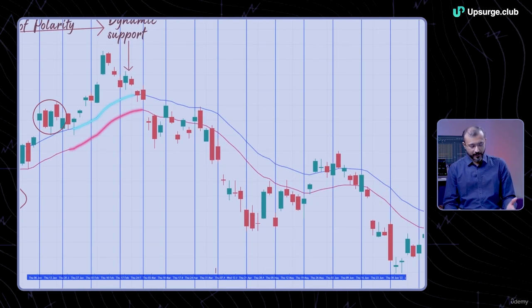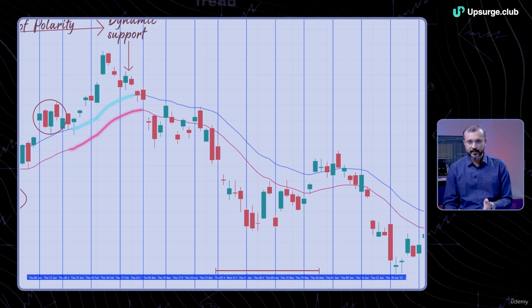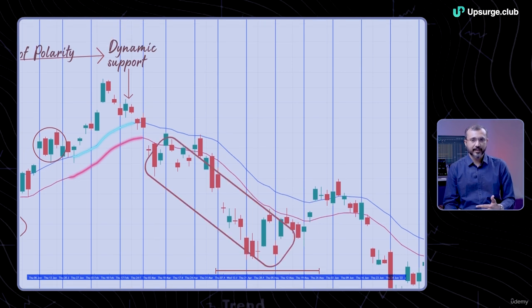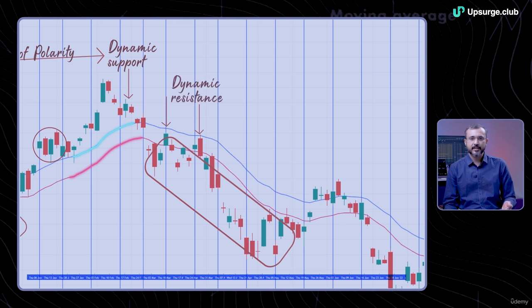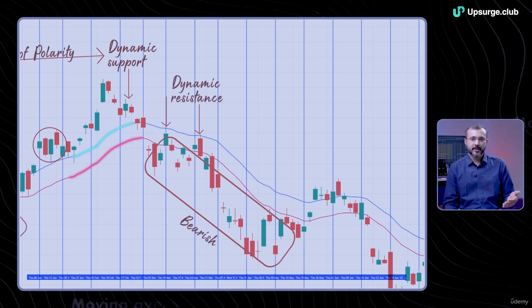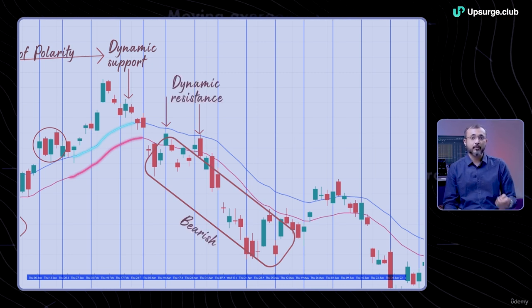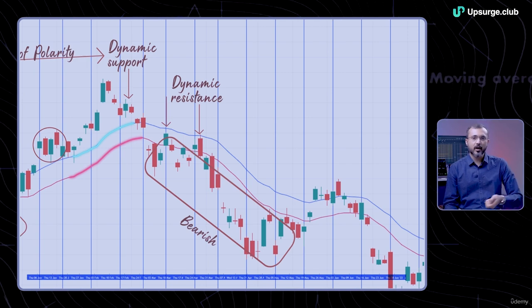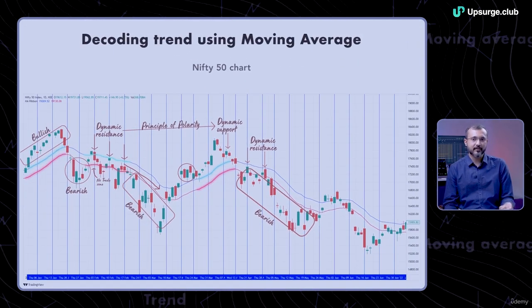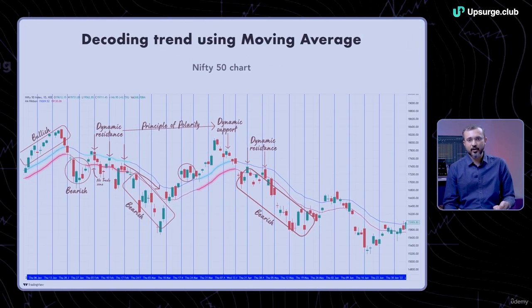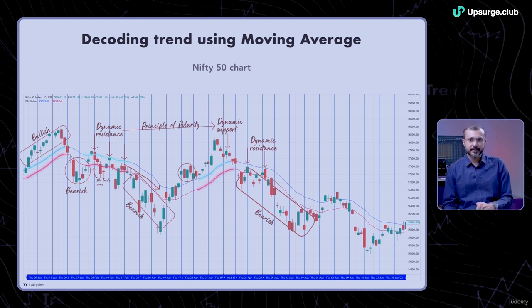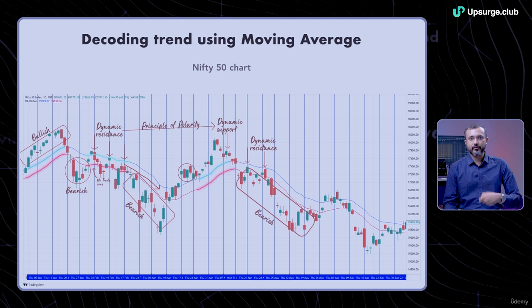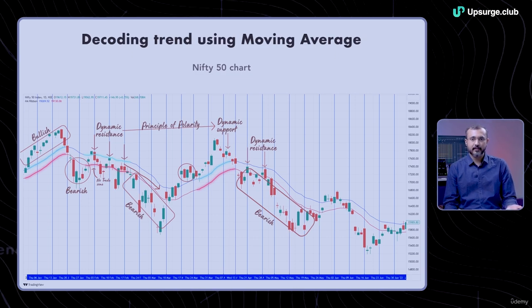Now from 3rd of April till 26th of May, price was trading below the moving average and it kept on taking dynamic resistance from the moving average. So we knew the trend is bearish. Price coming towards the moving average is an opportunity to go short. How we are going to go short, I am going to discuss in a while. But this is a way of identifying support and resistance, which is dynamic support and resistance, plus it is also a way of plotting the trend.